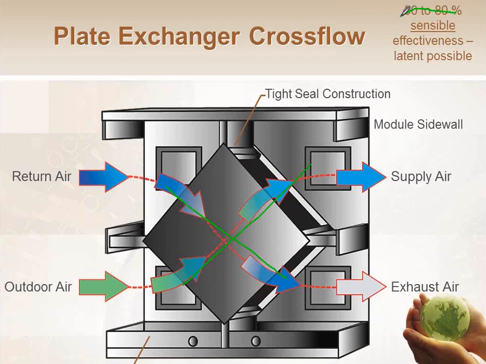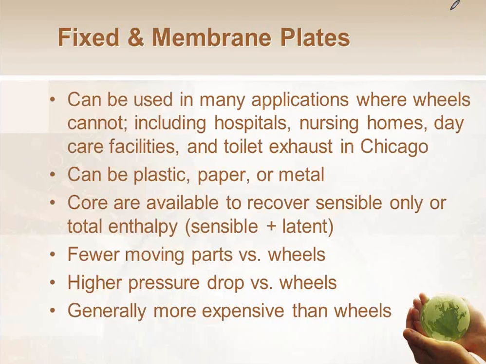When you look at the sensible only versions of them, it can be anywhere from 50 to mid-80s in terms of sensible. And like I said, you can also do some latent recovery if you get the ERV version of these guys. The place that we tend to use these systems most are going to be places typically where a wheel is not going to be allowed. And I'll explain some of the reasons why wheels are not allowed in certain places in a minute.